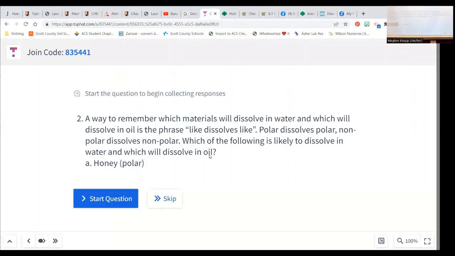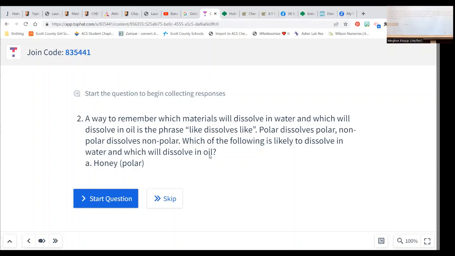Okay, so I said water is really good at dissolving things, but it doesn't dissolve oil. We know that oil and water don't mix. So if we're trying to figure out what it will dissolve, we say like dissolves like, which means if it's polar, water will dissolve it. If it is not polar, it will not dissolve it, okay?